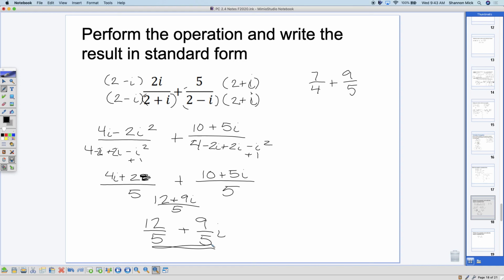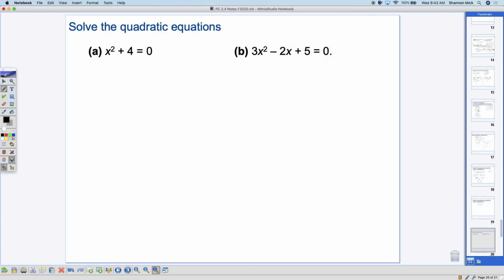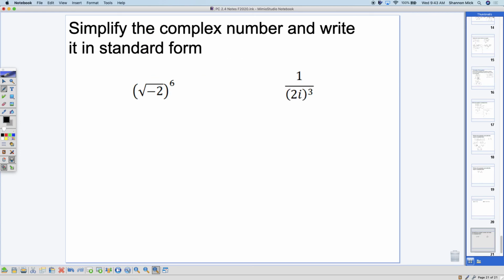Okay, so when you approach one of these problems, the first thing I would do is look at their denominators. If they're conjugates, great, right? Okay, if they're not, which most of the time they're not, oh, great.